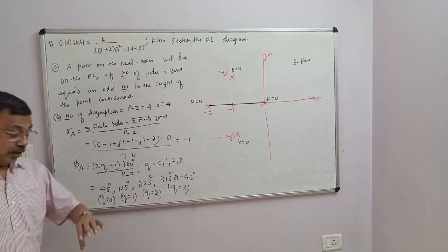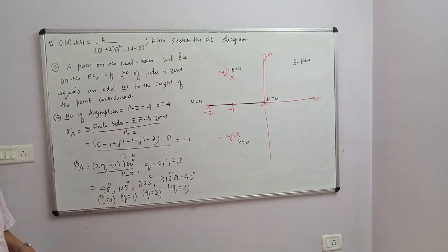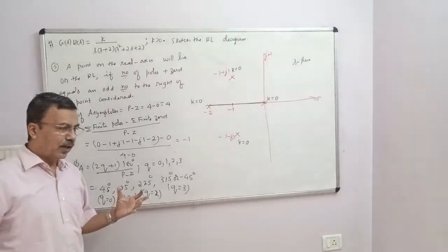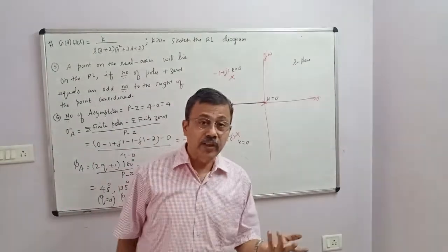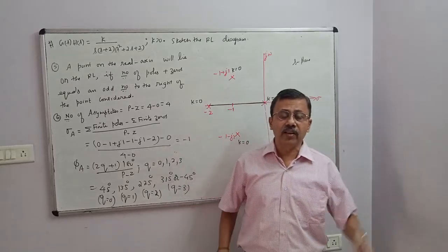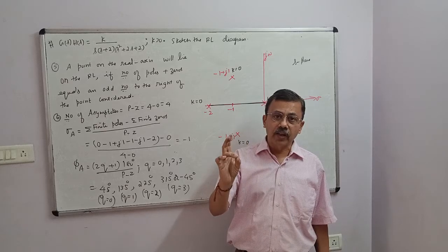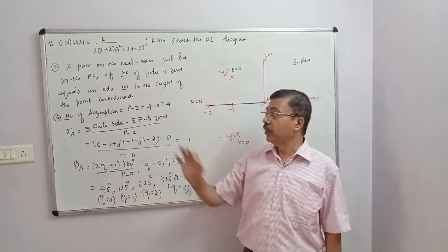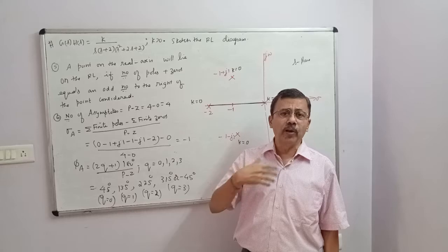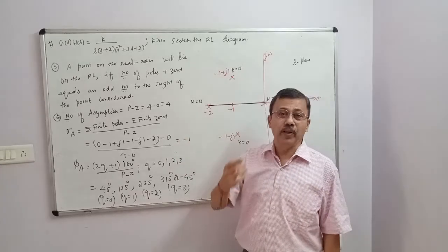In the examination, you require tremendous speed, otherwise you cannot complete the paper. If one asymptote is there, it will make an angle of 180. If two asymptotes are there, 90 and minus 90. Three asymptotes: 60, 180, 300. Four asymptotes: phi A will be 45 degrees, 135 degrees, 225 degrees, 315 degrees. All this should be known to you by rote. In the examination, your pen should write, correct? That much speed you must develop.